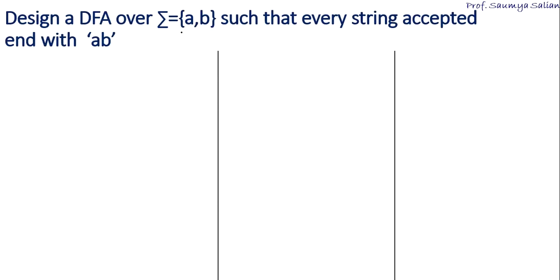Given the question, design a DFA over the alphabet set {A, B} such that every string accepted must end with AB. So let's begin. We first define the language. Step 1 is to define the language. So this is my step 1. I start defining the language.